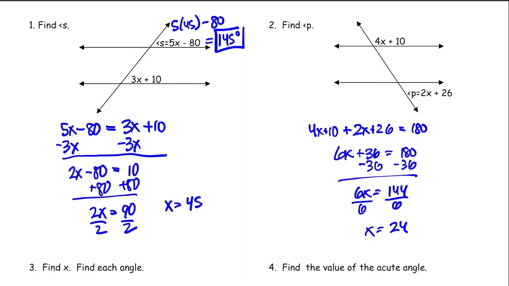All right, so now I need to find angle P. I'm going to take this 24 here and plug it in to that expression. So that's going to give me 2 times 24 plus 26. All right, so let's see. 2 times 24 is 48 plus 26, I believe, is 74.